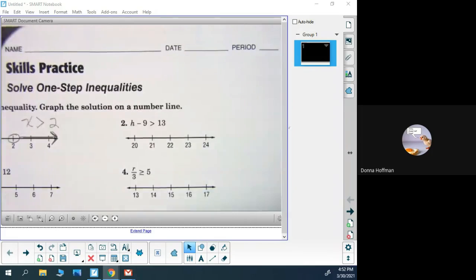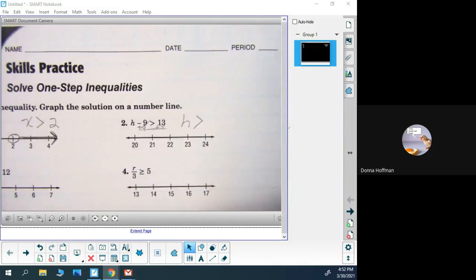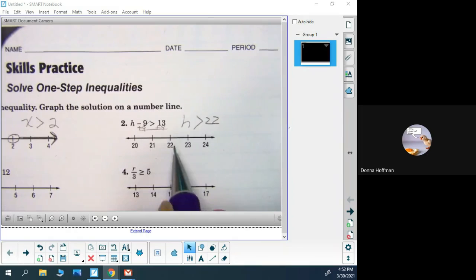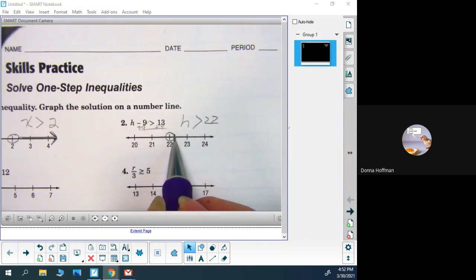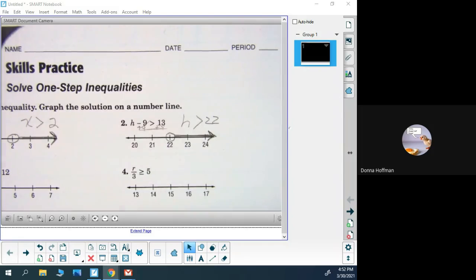Number 2, I need to add 9 to both sides. H is bigger than 22. Okay, so I need an open circle because there's no equal sign, and I need numbers that are bigger than 22. So I think you get the idea.